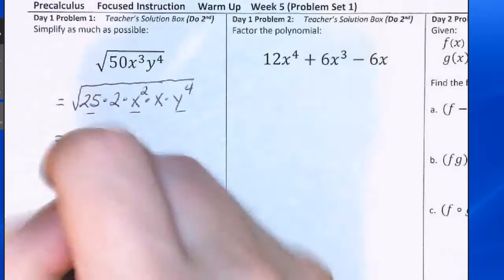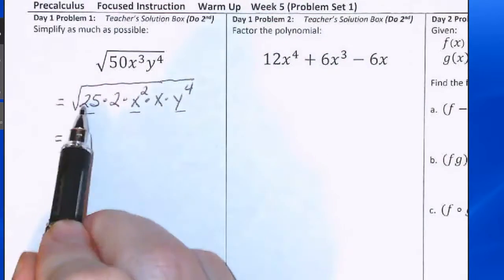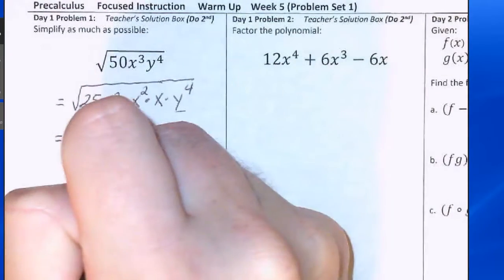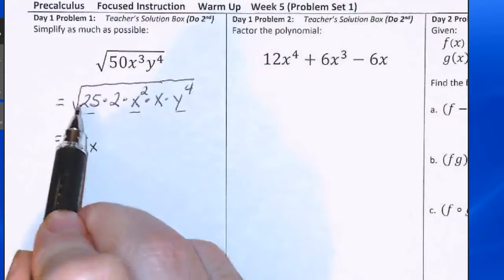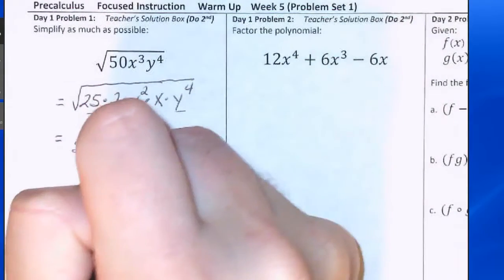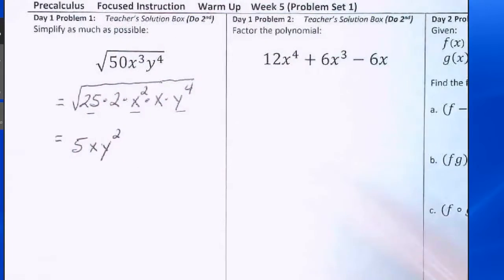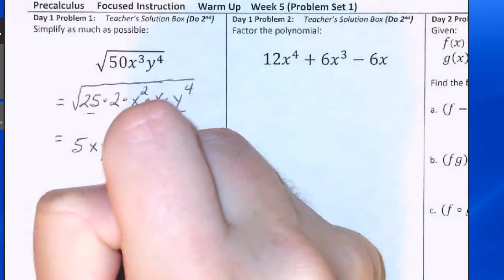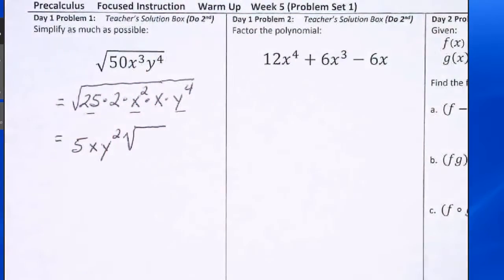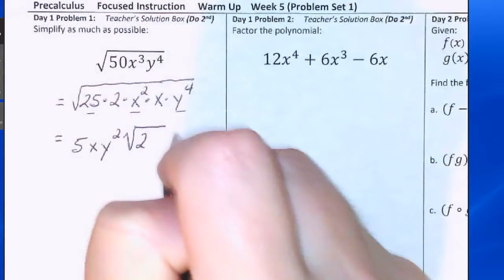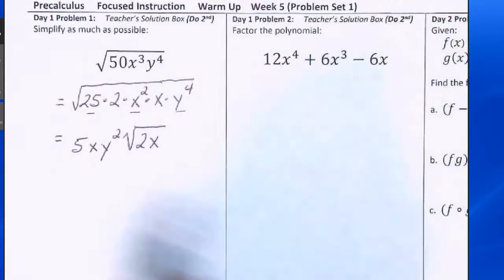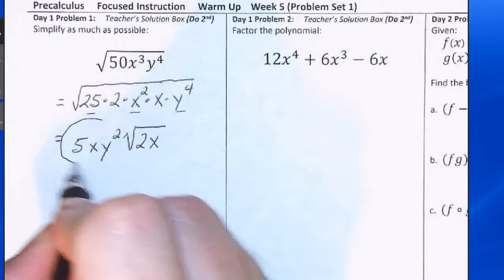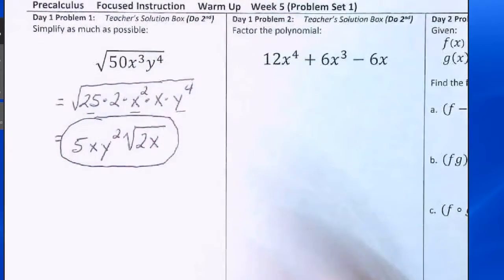The square root of 25 is 5. The square root of x squared is x. The square root of y to the fourth power is y squared. And then the couple of factors that we couldn't take the square root of, we'll leave those inside of the square root symbol. So here is the simplified version of the original expression.